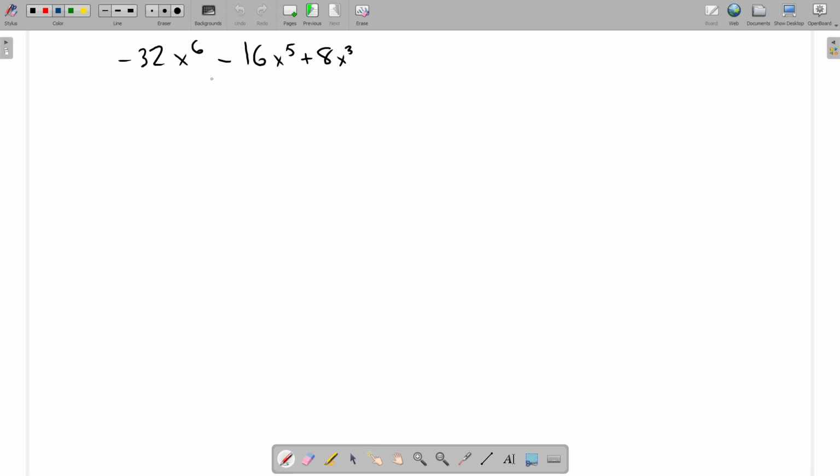Alright, and we have our last example. We're going to start it the same way, and most of it's going to be the same way until something at the very end. So we're going to start with negative 32x to the 6. Negative 32 can be negative 2 times 16. Negative 2 can be negative 1 times 2. 16 can be 4 times 4, and each of these 4 is 2 times 2.